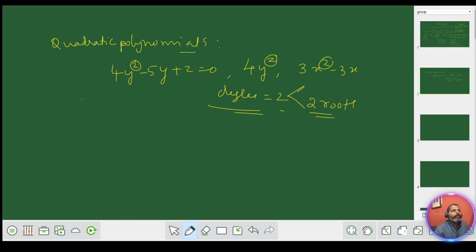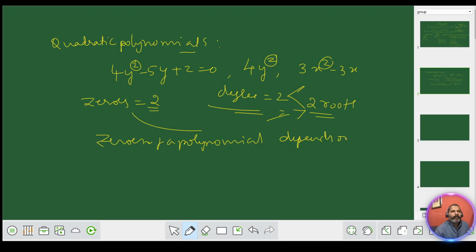Number of zeros, how many zeros will it have? Zeros are nothing but roots, right? So 2 only. Because the zeros of a polynomial, please pay attention, depend on the degree of a variable. The degree of a variable is nothing but the power of the variable.